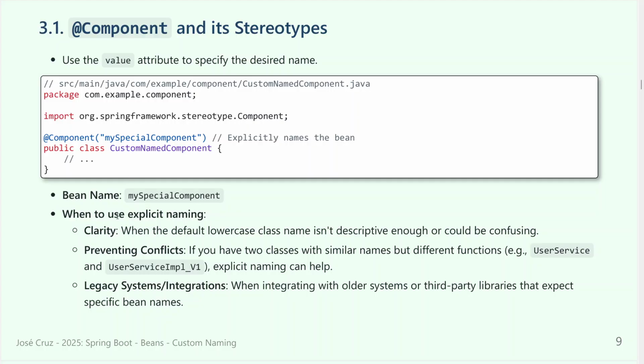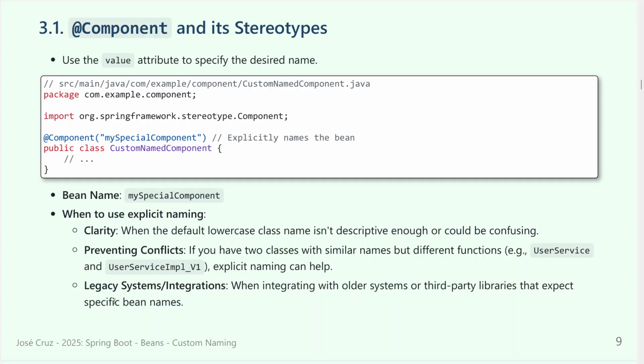Okay, when should we use the explicit naming? When the default lowercase class name isn't descriptive enough. Sometimes there are classes like UserServiceImplV1. It's not a good name for a bean. You usually want something more business, and you just want to use my special component, or even probably user service implement and without the version 1. So in those cases, you want to give some special name here on the component.